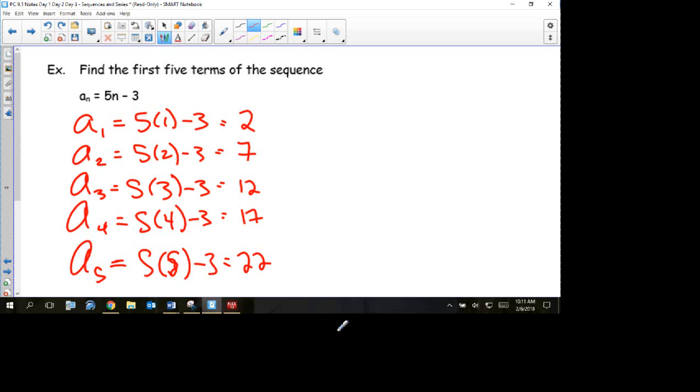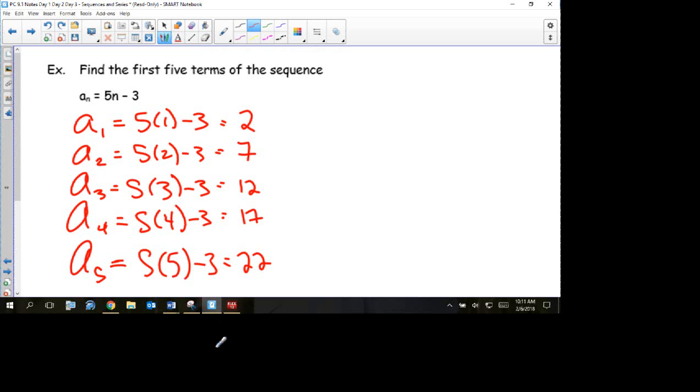I don't understand what you mean by search numbers. What did I plug in? Because the n is which term it is. And we want to find the first 5 terms. So we want to find the first term, second term, third term. So we're putting n as 1, and then n is 2. Okay? The n is which term it is.